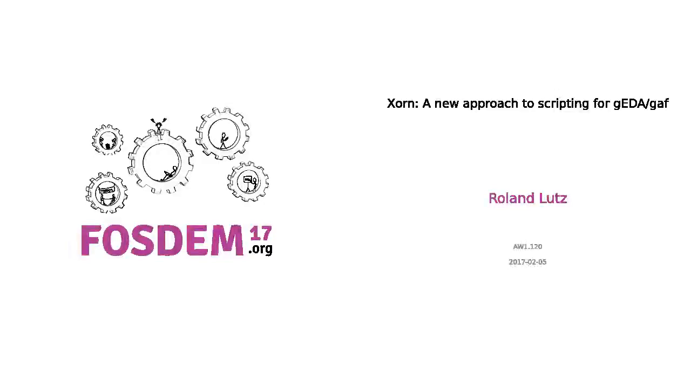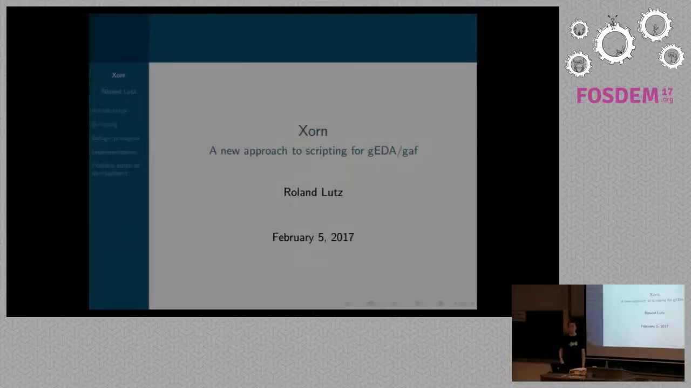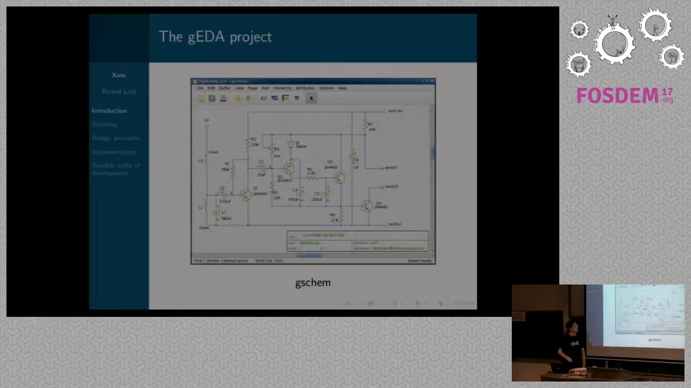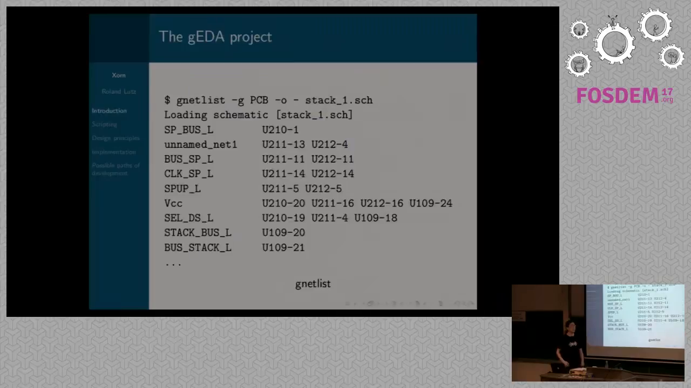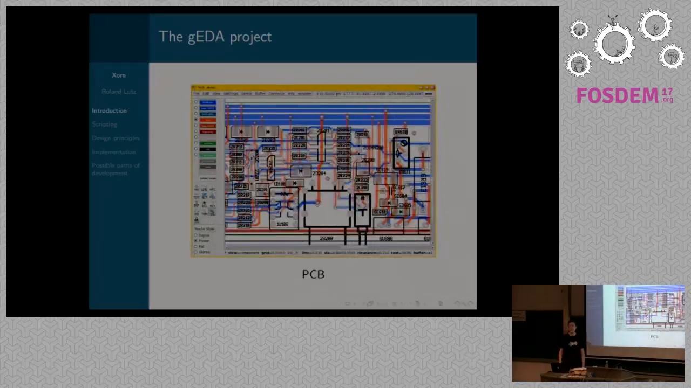Okay, so for those of you who don't know it, the gEDA project is a suite of free software programs for electronic design automation. It has gSchem, a schematic capture application. It has gNetlist, which is a command line tool for creating netlists, which are lists of components and the connection between them. It has PCB for PCB layout, GURB for inspecting Gerber files before sending them to fabrication.